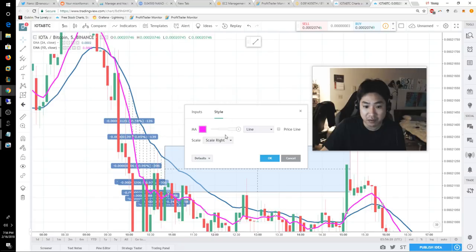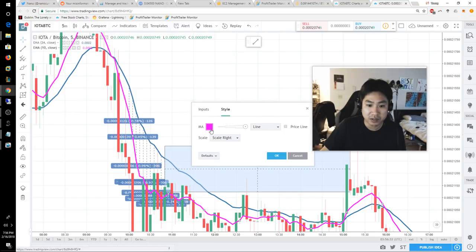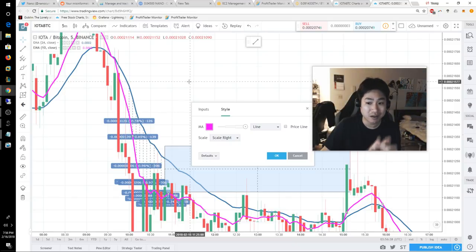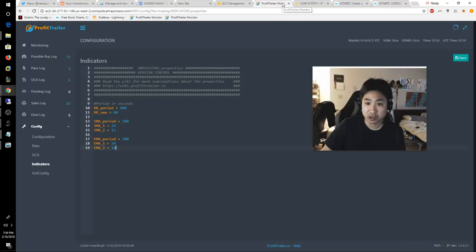The fast moving average, same thing. Inputs, change it to 10. And this is my pink one here. And again, I went to style and changed the color. This represents what Profit Trailer is doing visually, okay, and how it's going to do the buy. All right, so that's my indicators.